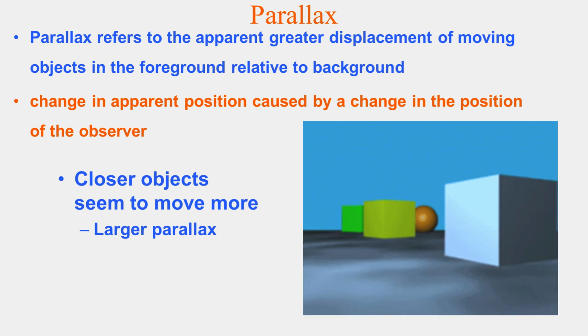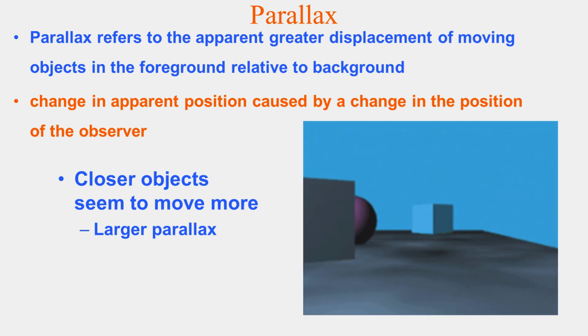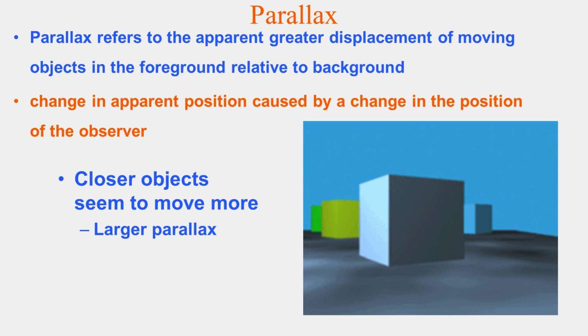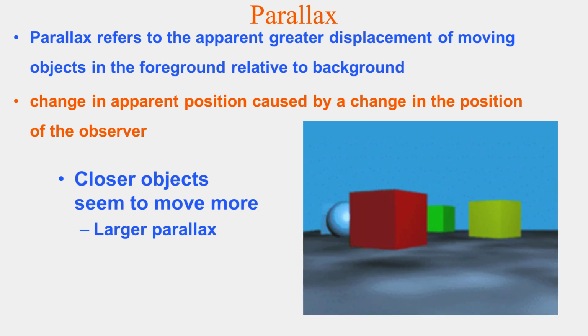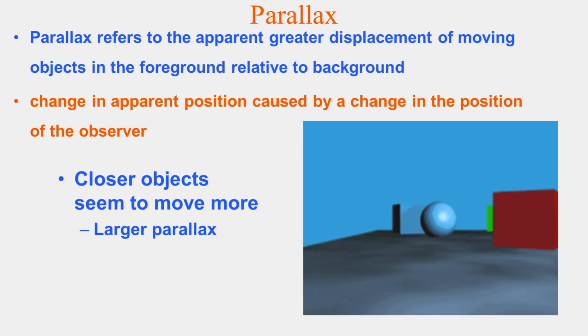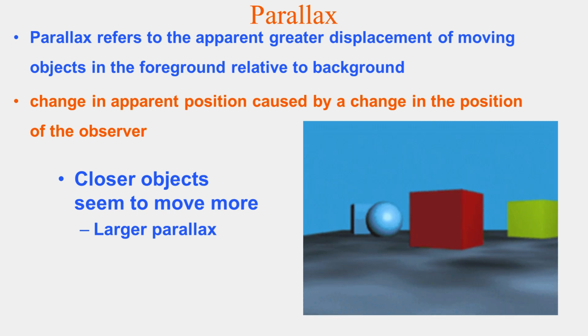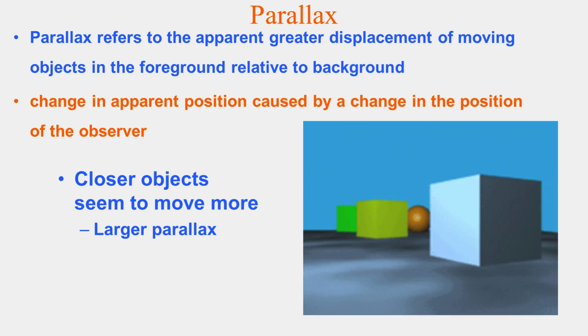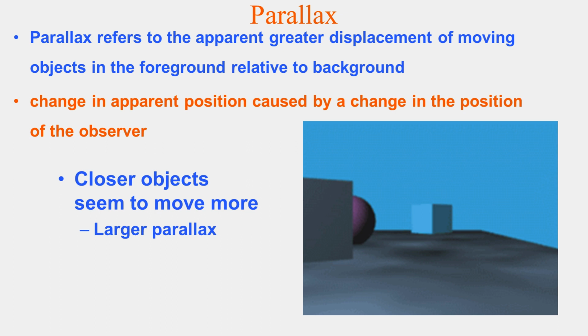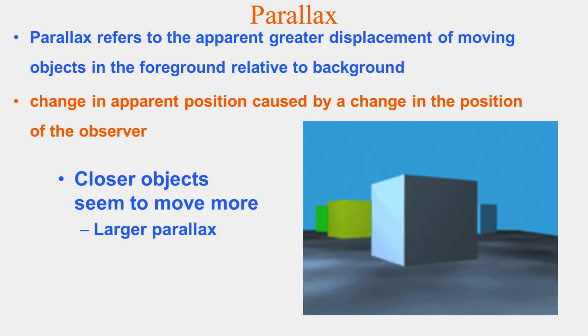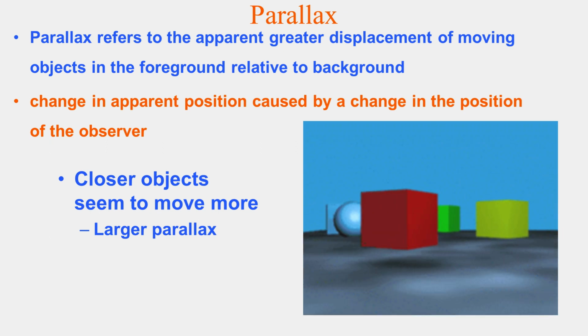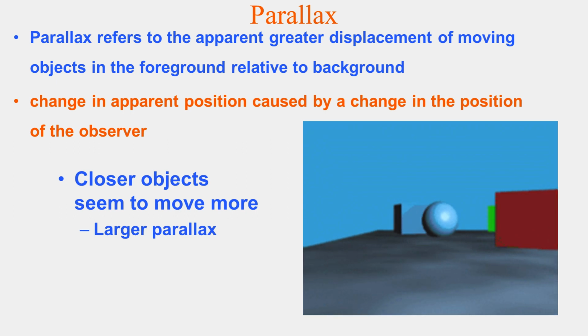Parallax refers to the apparent greater displacement of moving objects in the foreground relative to the background. It is a change in apparent position caused by a change in position of the observer. Closer objects seem to move more. Larger parallax.